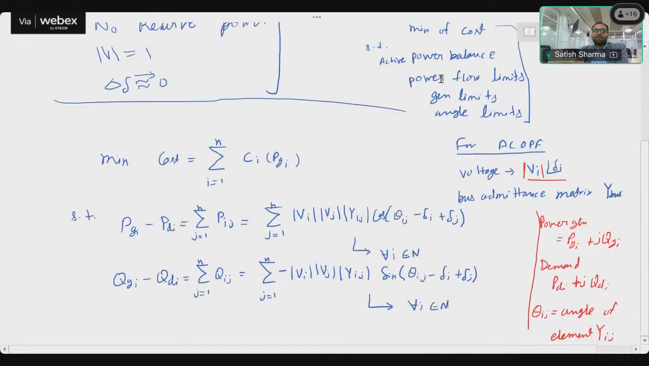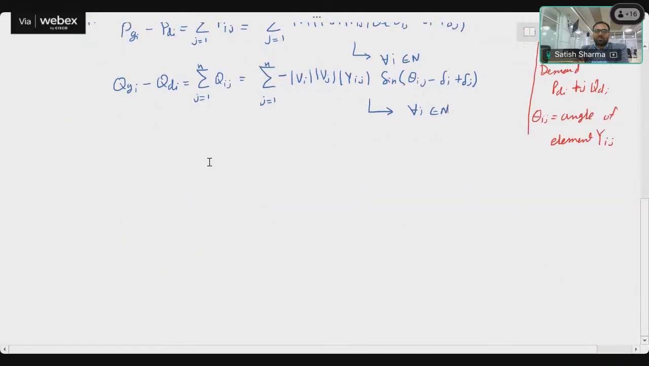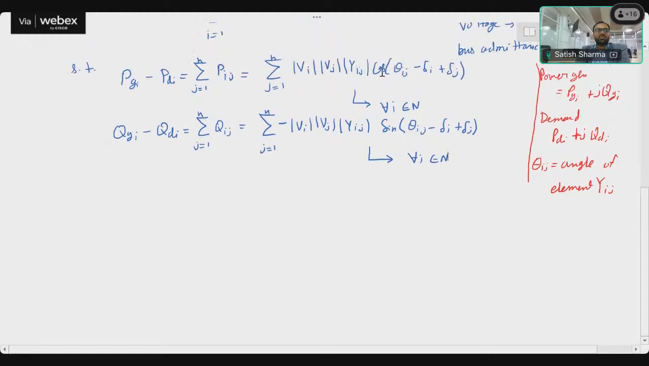Then let's talk about the power flow limits. So what will be the power flow limits? We have defined Pij above, that Pij will be equal to Vi Vj Yij cos(theta ij minus delta i plus delta j). So I will define the same thing as the active power flow limit, and the active power flow limit is Vi, Vj, Yij. So all of these are magnitudes, right? And then we have a cos of theta ij minus delta i plus delta j.